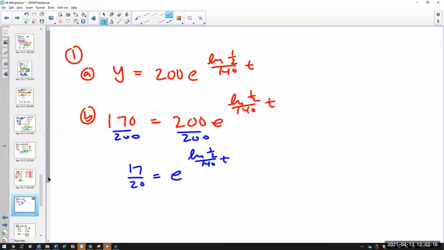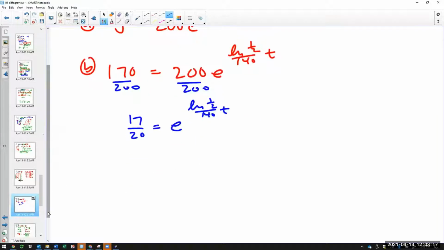Okay? Then, I'm still trying to get that t down to the ground. Okay, so you ln both sides. See, the outer function is your e. So I'm going to take the ln of 17 over 20. On this side, I'll take the ln of e. But if you log a tree, what happens? The cat falls out. So guys, this thing falls out just like that. Okay, now what I want to do is isolate my t.